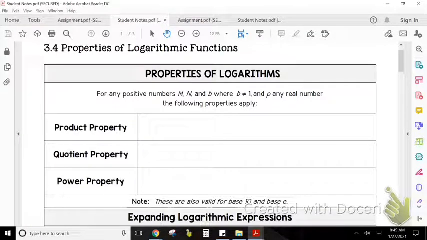3.4 is the properties of logarithmic functions. So we start out with our properties of logs, and it says for any positive number m, n, and b, where b is not equal to 1, and p is any real number, the following properties apply. So we have the product property that says if we're taking the log with any base of two things that are being multiplied, we can separate them by adding them.